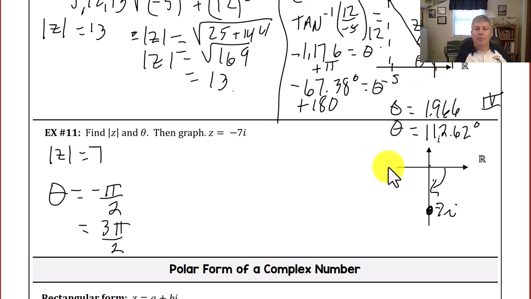And that wraps up our first video on the introduction to polar or trigonometric form of complex numbers, finding the magnitude of that radius, finding the theta, and we'll get some more practice with this when I see you in class.